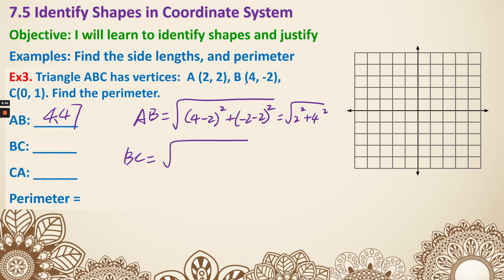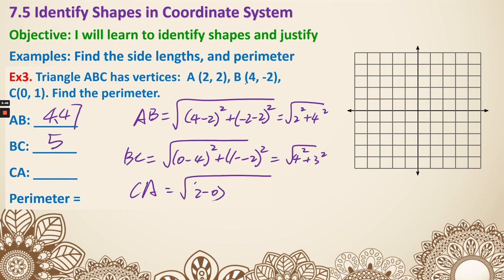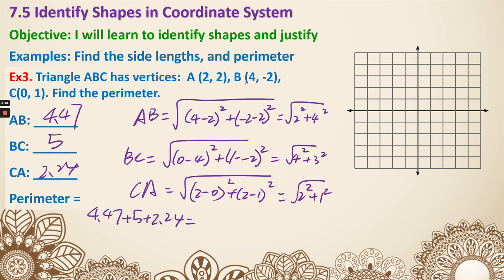BC is going to be (0 minus 4) squared plus (1 minus negative 2) squared. That is basically 4 squared plus 3 squared, which is equal to 25, which is 5. CA is going to be (2 minus 0) squared plus (2 minus 1) squared, so it's 2 squared plus 1 squared, which is equal to 5, and that is 2.24. So finally, the perimeter: 4.47 plus 5 plus 2.24 is going to be 11.71. That's the perimeter for example 3.